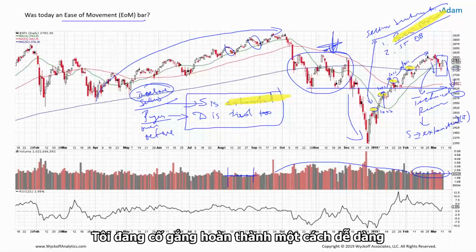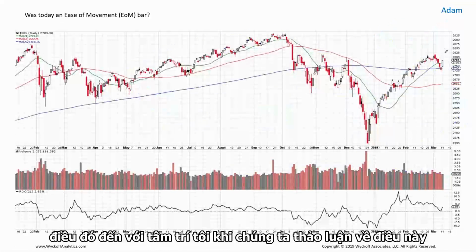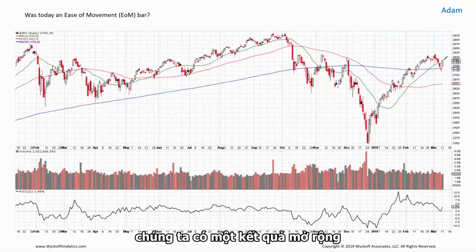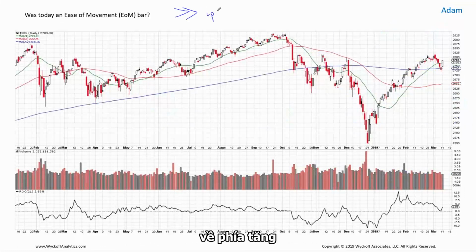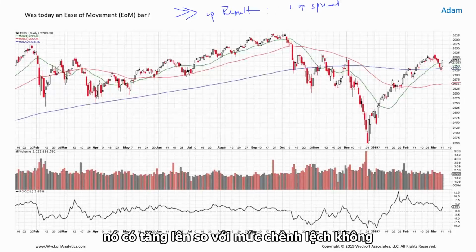I'm trying to finish on the ease of movement, but there are so many thoughts that come to my mind as we discuss this. So let's talk about the ease of movement again. Do we have an expanding result to the upside? Well, let's go one by one. Let's say an up spread. Did it increase relative to the spread that we've seen just recently?